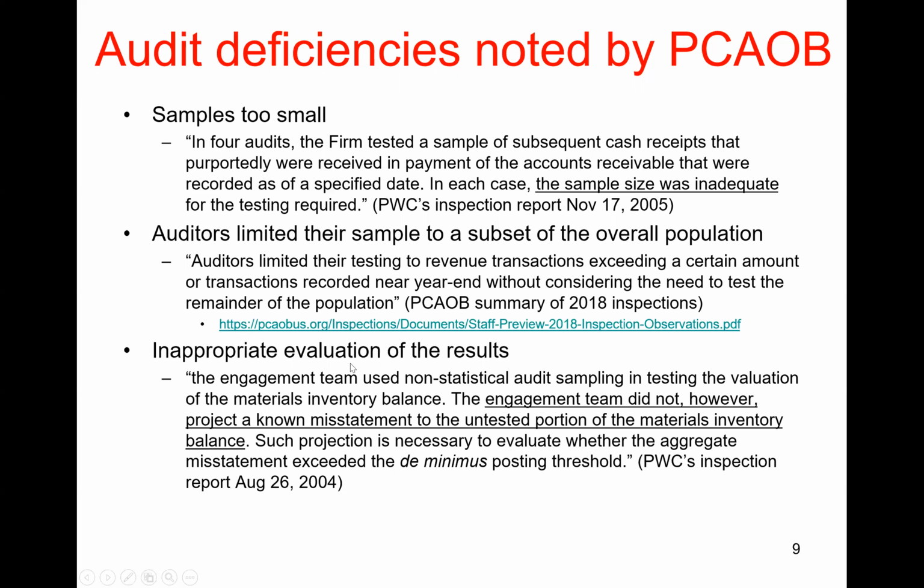And then the third one is inappropriately evaluating the results. So here's an example from PwC's inspection report from 2004. It says the engagement team used non-statistical audit sampling in testing the valuation of inventory. Now, non-statistical sampling essentially means that the auditors did not use anything like difference estimation or monetary unit sampling. The auditors were just guessing, essentially, right, what their sample size should be.